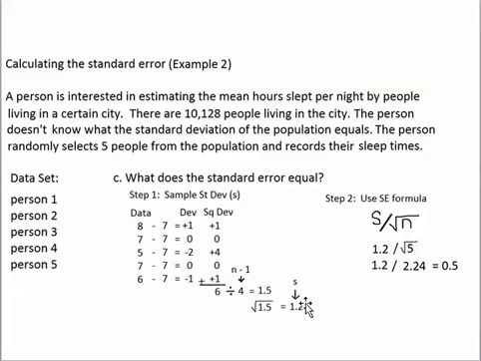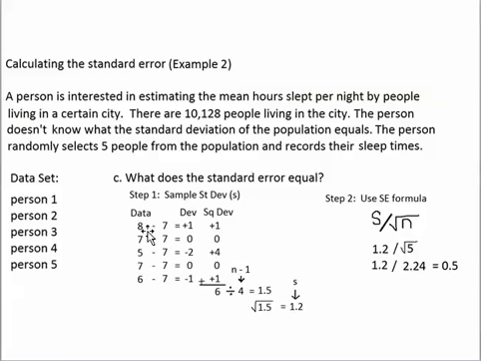Next, we take this S of 1.2 and plug it into the standard error formula. We divide 1.2 by the square root of our sample size of 5, and we get our answer. The square root of 5 is 2.24, so we divide the S of 1.2 by 2.24, and we get 0.5. So the standard error is 0.5.